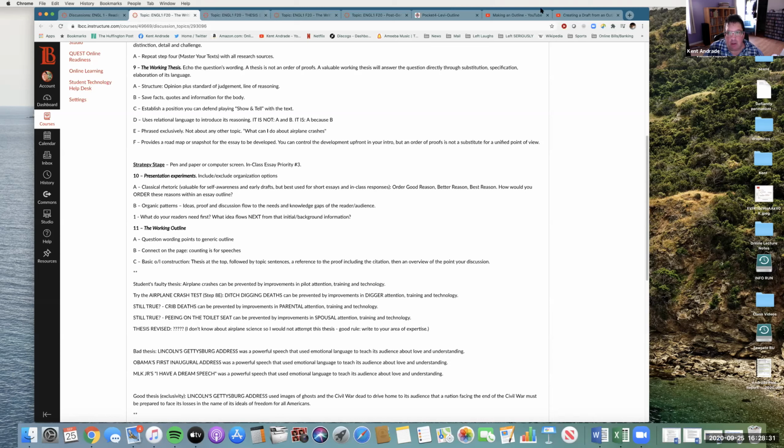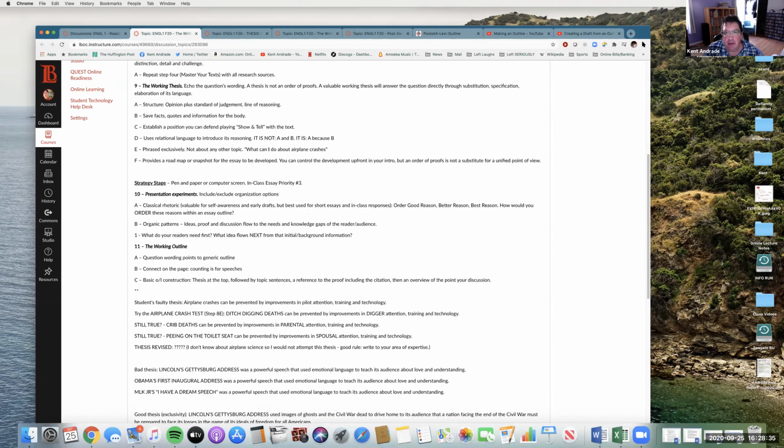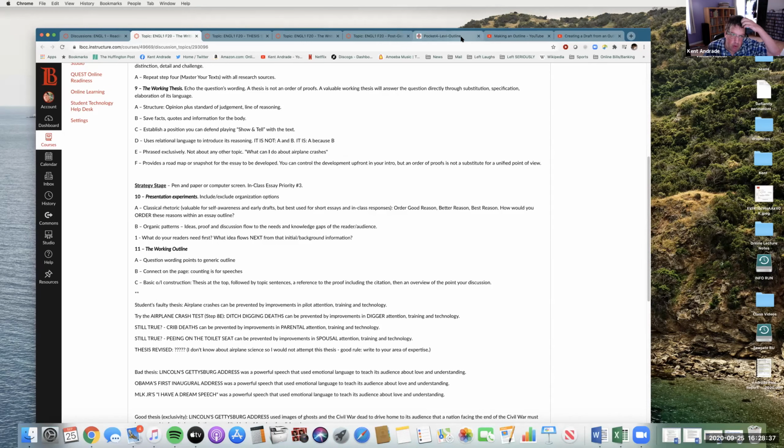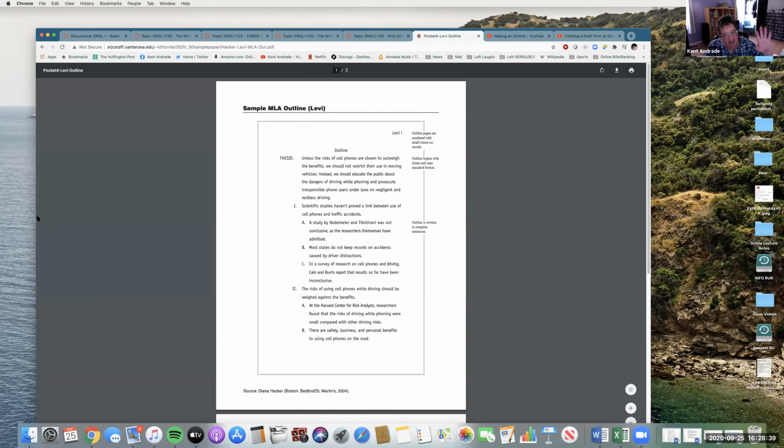And I want us to look at a generic outline so we can see this. Here we go. This is what we're going to produce. This is nothing fancy. It's really an overview, as a good working outline should be. It's an overview of the body paragraphs with every topic sentence listed, plus each support following it, okay?